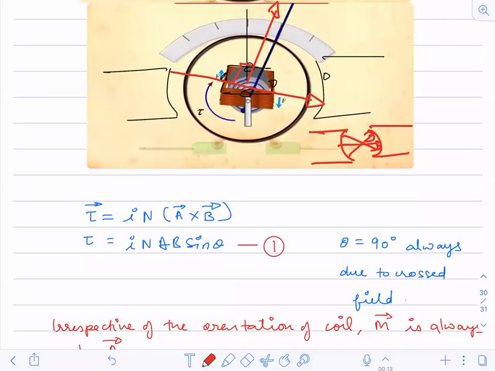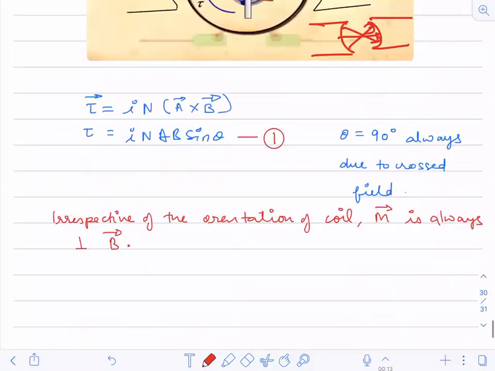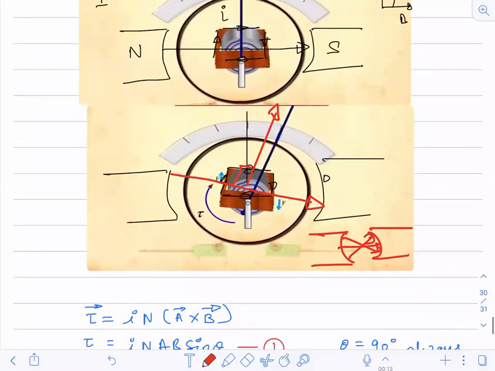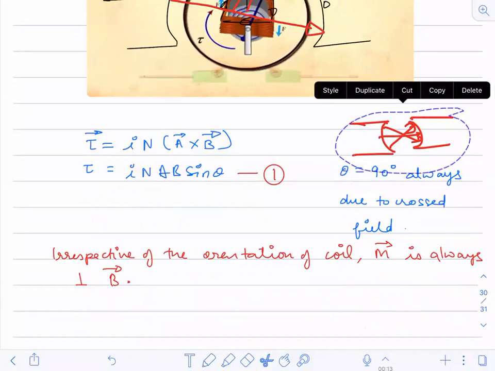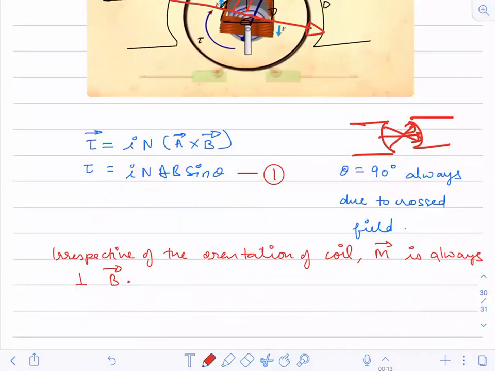So we have discussed till now in the galvanometer. We have seen the torque. This kind of field over here is only called a crossed field. Understood? What is the advantage? At the end we will see why we are using the crossed field. Actually, the advantage is this.